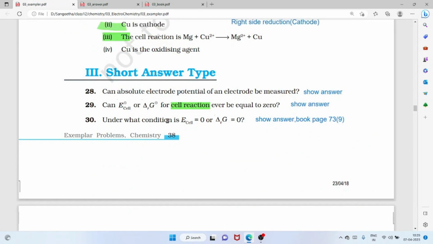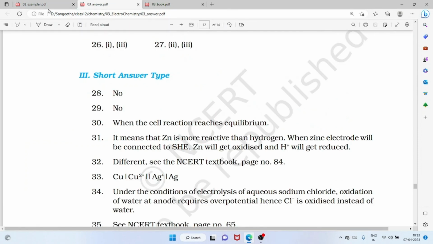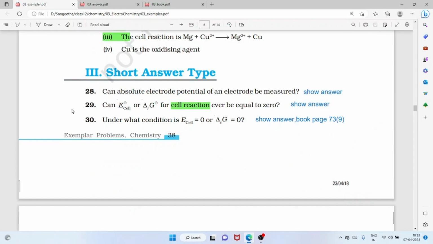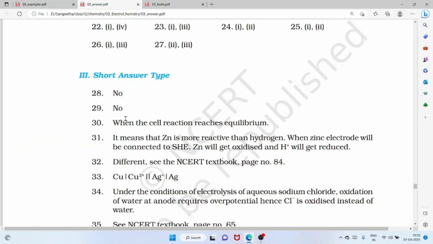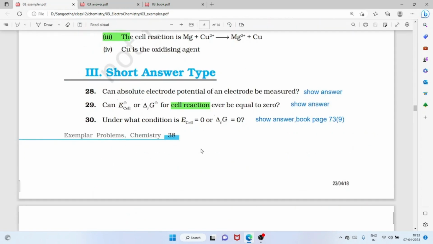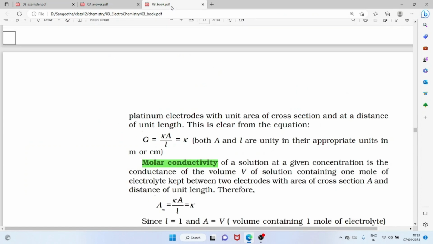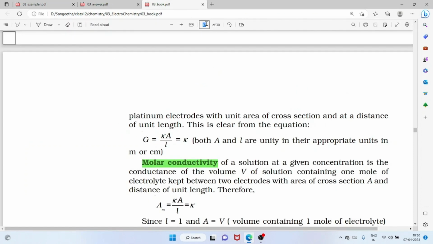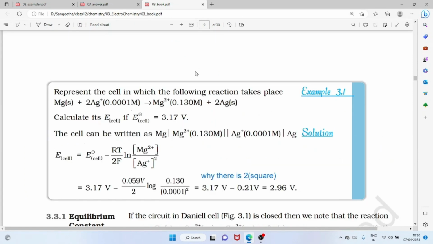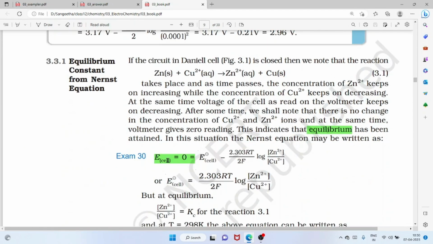Can E cell and delta G of a cell ever be equal to 0? No, it can't be 0. Only at equilibrium can this be 0. Under what conditions will E cell be 0? When the cell reaction reaches equilibrium, then it will be 0. This is the relation between the cell potential and the Gibbs free energy. At equilibrium, E cell can be 0.